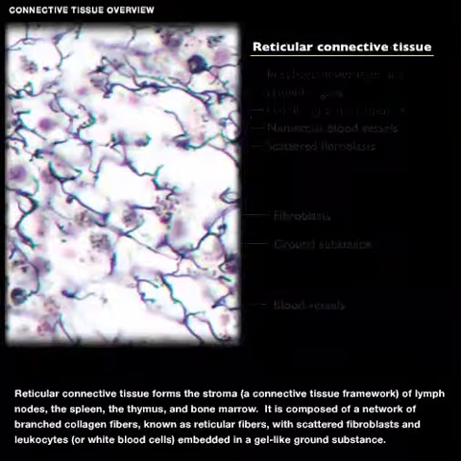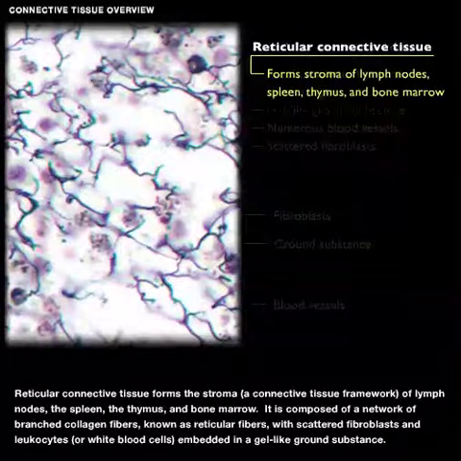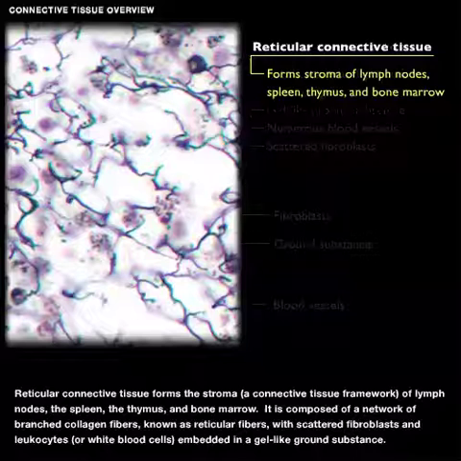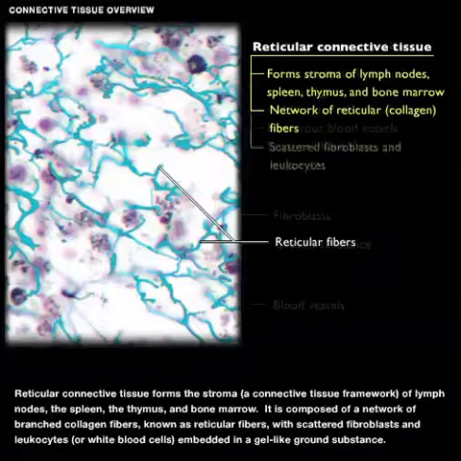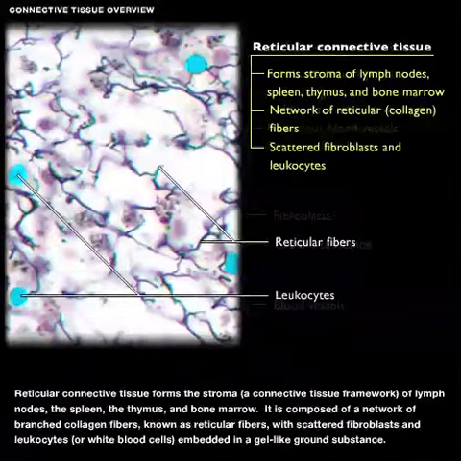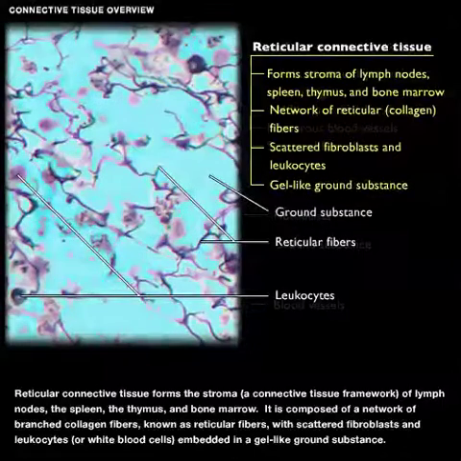Reticular connective tissue forms the stroma, a connective tissue framework, of lymph nodes, the spleen, the thymus, and bone marrow. It is composed of a network of branched collagen fibers, known as reticular fibers, with scattered fibroblasts and leukocytes, or white blood cells, embedded in a gel-like ground substance.